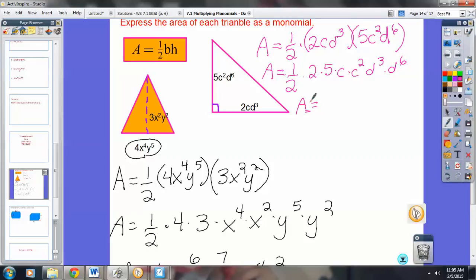So then let's multiply those coefficients. Half times 2 is 1, and 1 times 5 is 5. C to what power? The third. 1 plus 2 is 3. D to the 9th. 3 plus 6 is 9. Again, we don't really know what units we're using, so we can label this as square units.